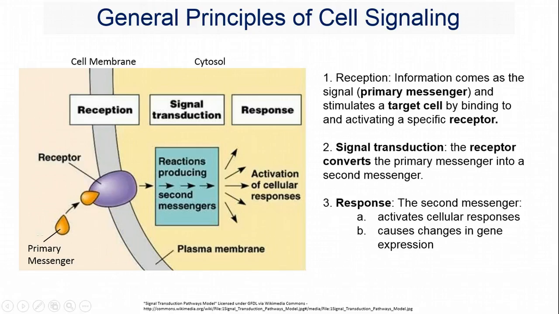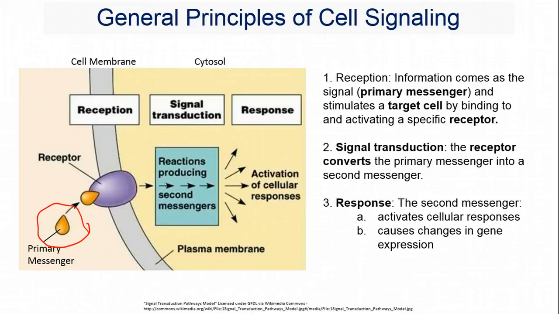This figure gives an overview of a cell surface receptor, and the most common type of signaling pathway is shown here. We start with reception. This is where a primary messenger, which we'll also call a ligand, which is just a general term for a molecule that binds to another molecule. In the first step, called reception, we have this primary messenger which binds to a receptor on the target cell.